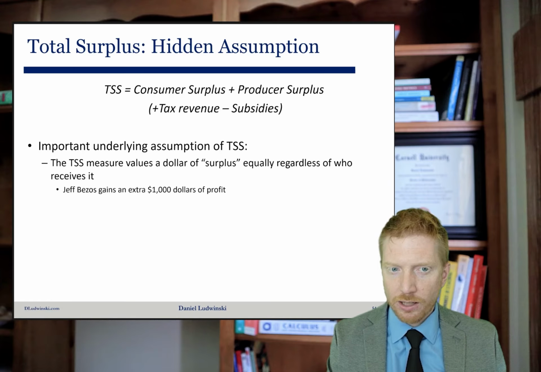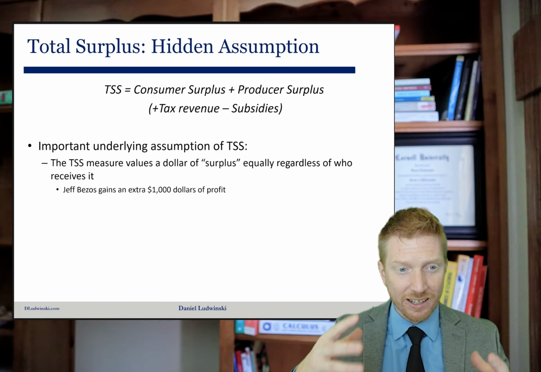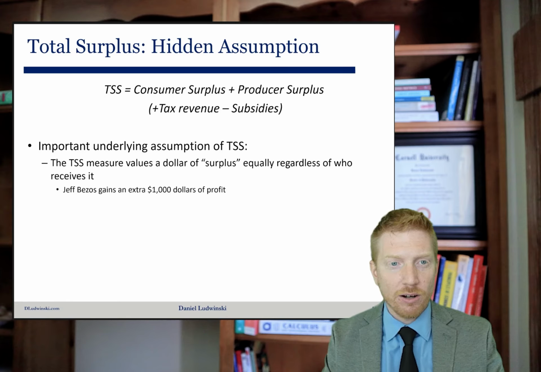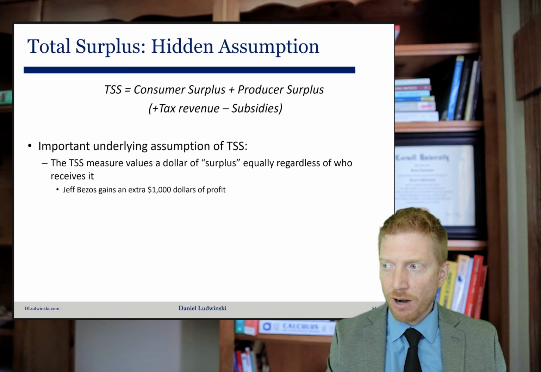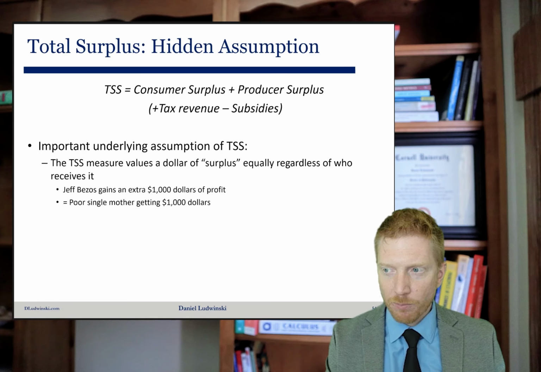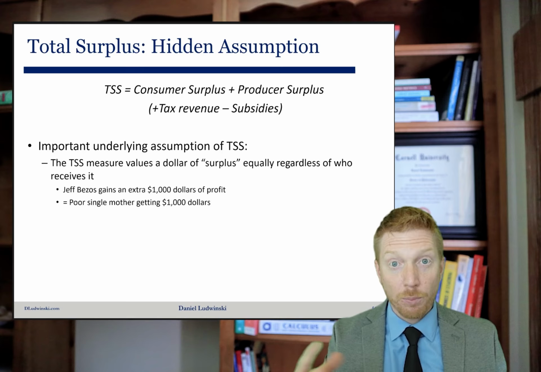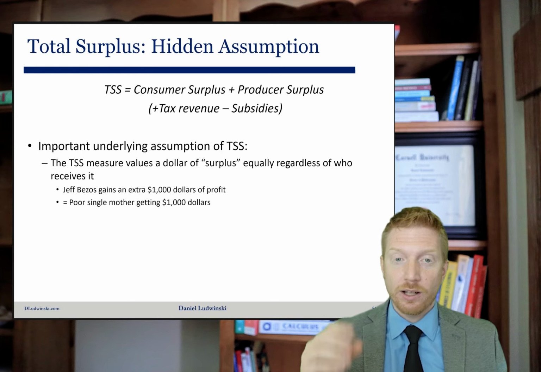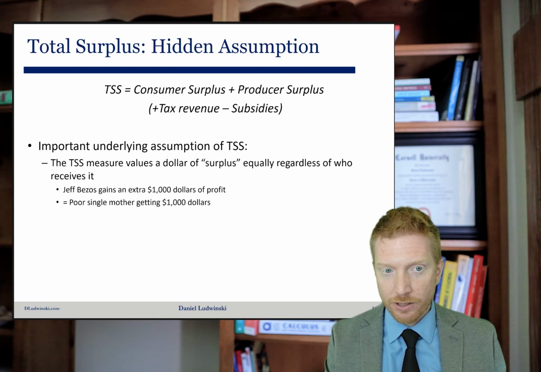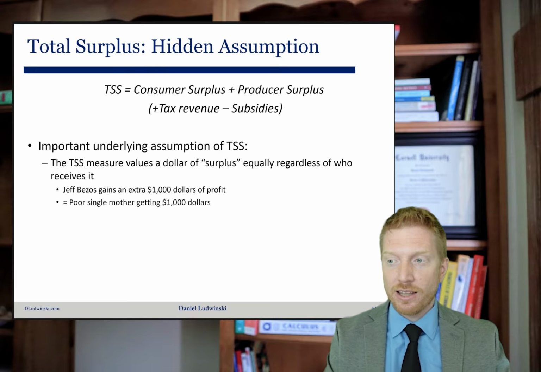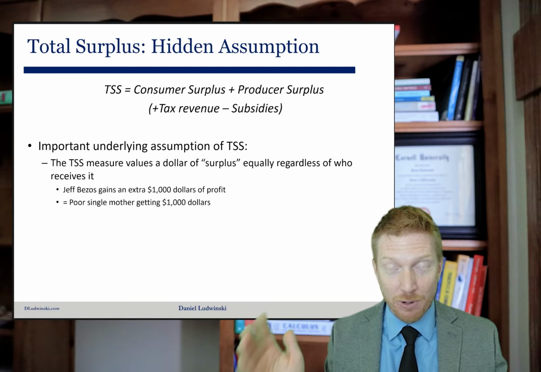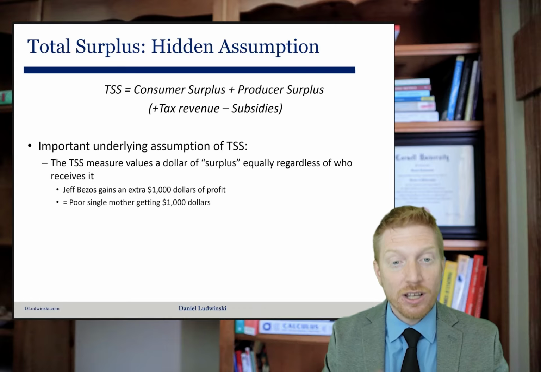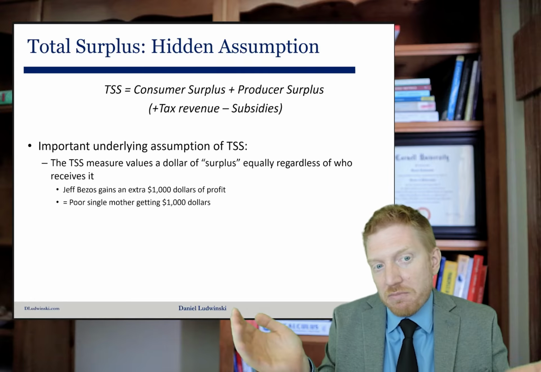Because in this model, a surplus that gives Jeff Bezos, one of the big owners of Amazon, an extra $1,000 of profit is viewed the same as a poor single mother getting that $1,000. Or put otherwise, if we took $1,000 from the single mother and gave it to Jeff Bezos, that would be catastrophic for the single mother, and Jeff Bezos probably wouldn't even notice an extra $1,000. In terms of total social surplus, we'd say there's no change.